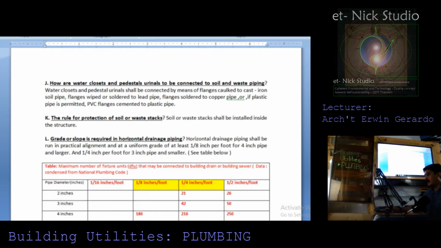How are water closets and pedestal urinals to be connected to soil and waste piping? Water closets and pedestal urinals should be connected by means of flanges caulked to cast iron soil pipe, flanges wiped or soldered to lead pipes, flanges soldered to copper pipe, or, if plastic pipe is permitted, PVC flanges cemented to plastic pipe.